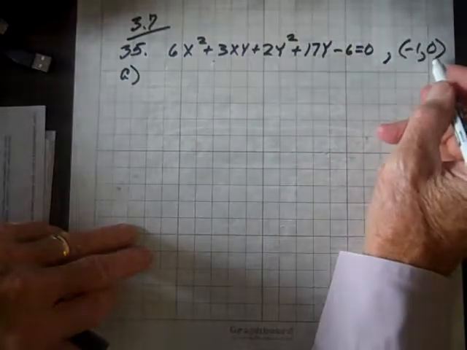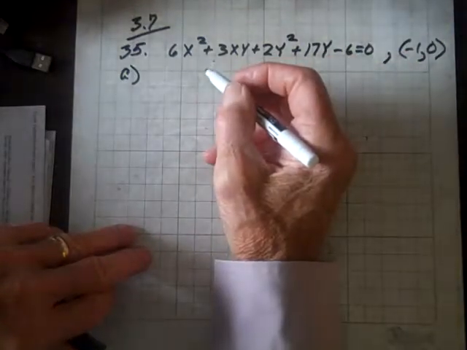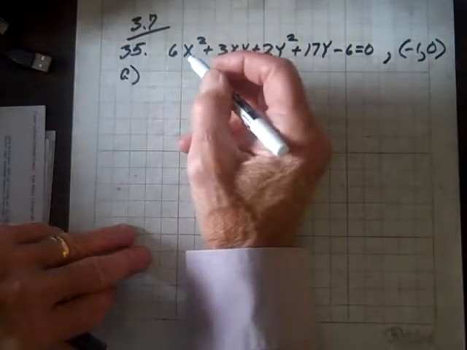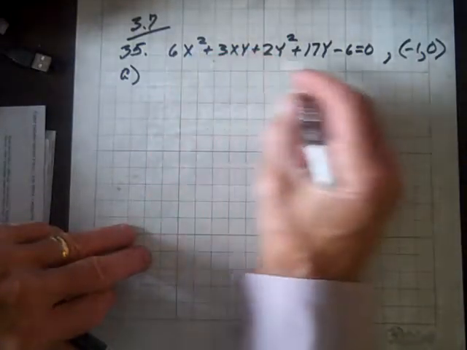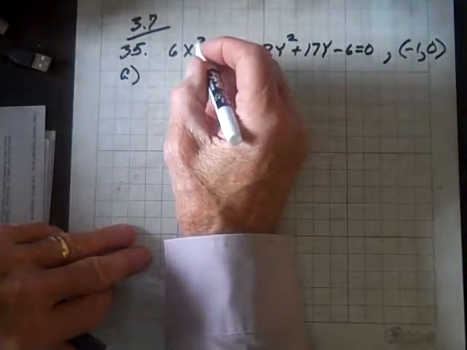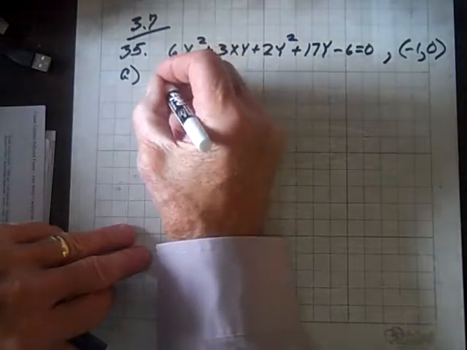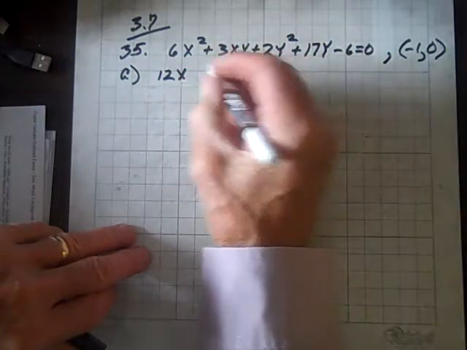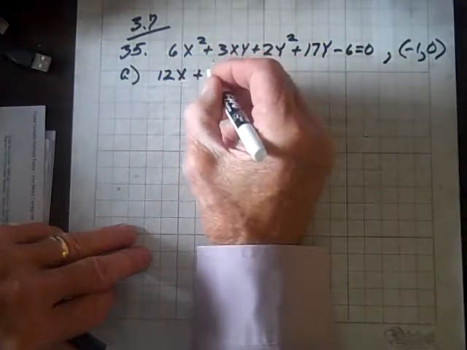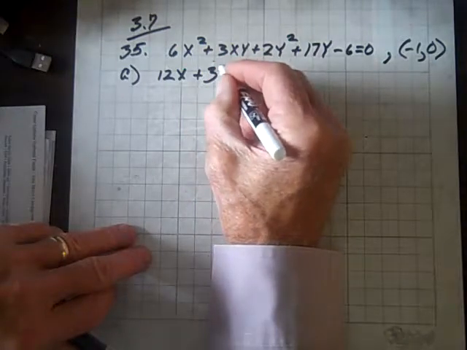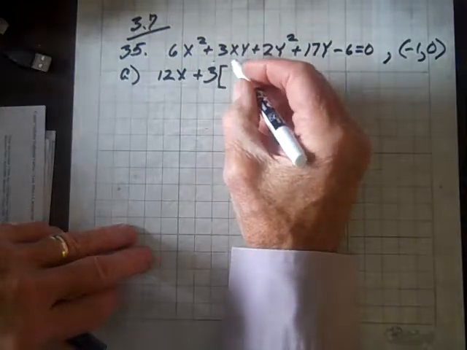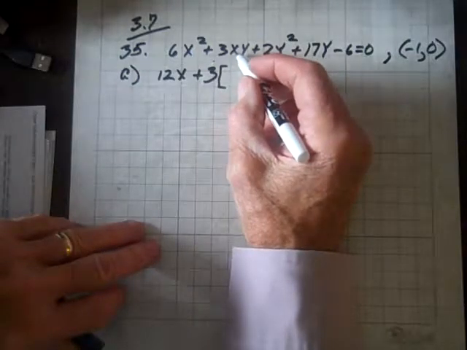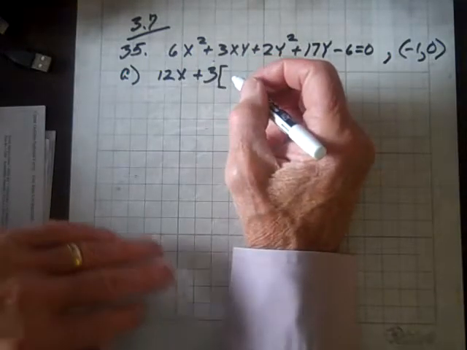Now, for part a, we have to find the equation of the tangent line to the curve at this point. So we'll use implicit differentiation. We'll take the derivative with respect to x of every term here. And when you take the derivative of the first term, you just get 2x, or 12x, I beg your pardon. Plus, now we'll hold the 3 outside, and we'll go inside, and we'll take the derivative of xy, and we'll use the product rule.